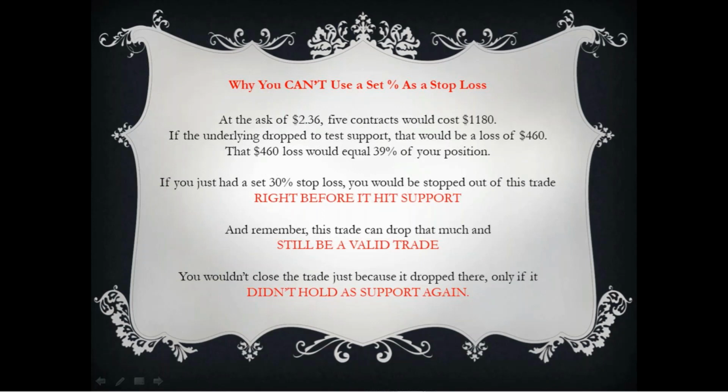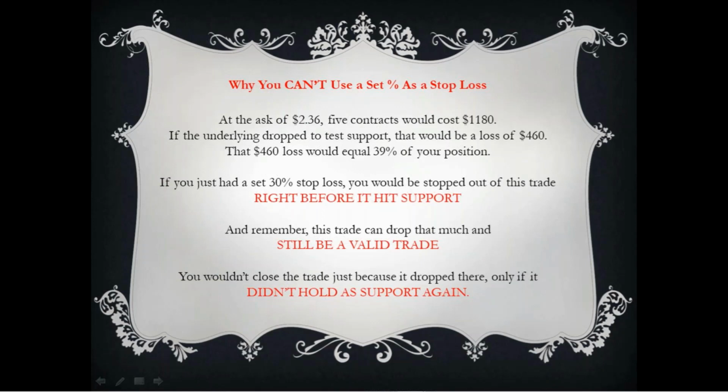So in this case, at the ask of 236, 5 contracts is going to cost you 1180. If the underlying dropped to test support, that would be a loss of 460 bucks, right? But we're saying our max loss is 500. So if it does drop to support and we're down 460, this is still a trade that we're going to be in. However, that $460 loss is 39% of the position. So if you have a 30% stop loss, you're going to stop out right before it hits support and then bounces.